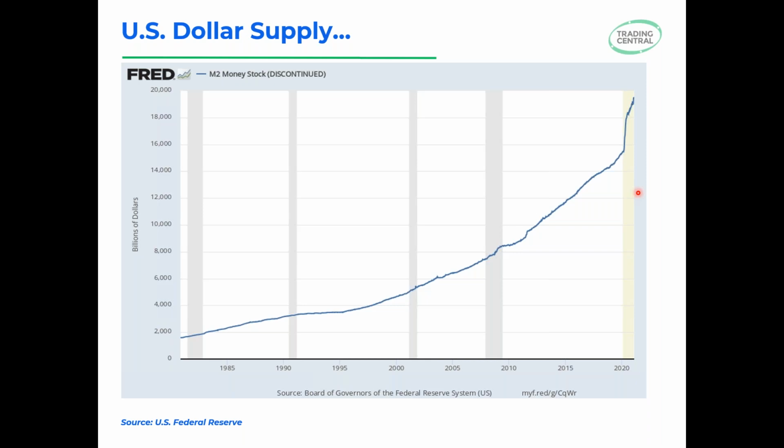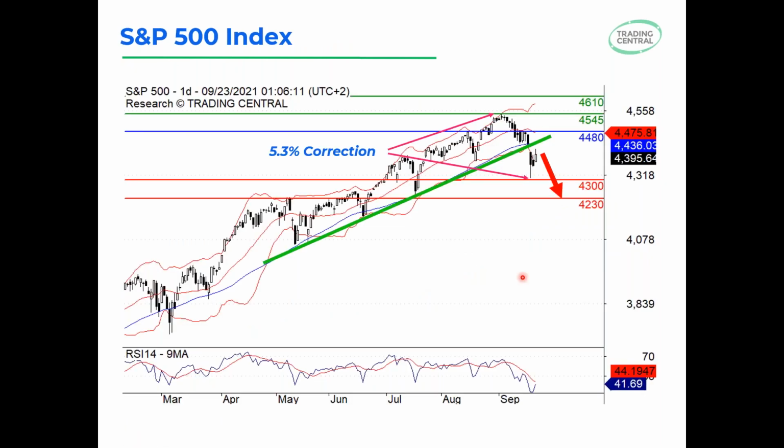Okay, the next question is, do you think the downtrend in Dow Jones and Nasdaq is over? Good question. In fact, I don't know. I don't predict. I just let the market tell me. Okay, so at this point, if the S&P 500 breaks about 4,480, we turn our wheel.